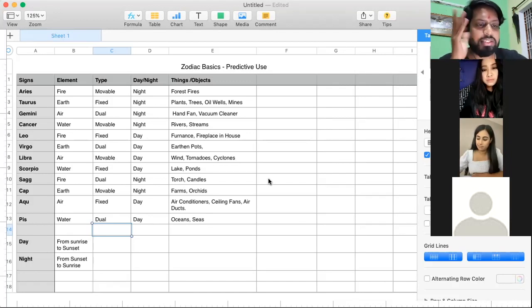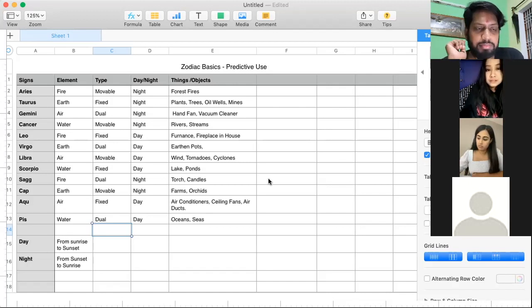Cancer is a night sign, Libra is a day sign. Okay, now you guys will get confused about which will be more prominent, the sun sign or the moon sign. Correct? You must be having this confusion. These are the confusions of the beginners. Correct? And I'm telling them, now, how will you decide that?